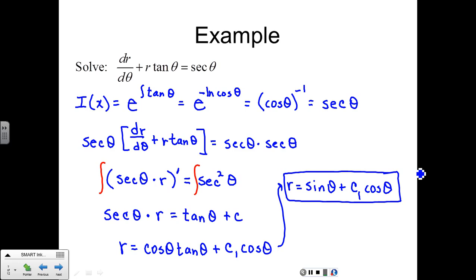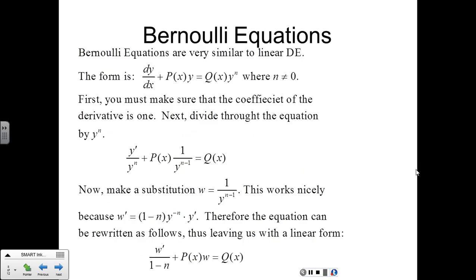But what if your equation looks a whole lot like a linear equation, but it's not? And you know the test to tell whether it is or not. Bernoulli was a scientist, mathematician. His Bernoulli brothers actually were involved in some of the physics stuff that you study. Very similar to a linear DE. Look at your form though. What's different?